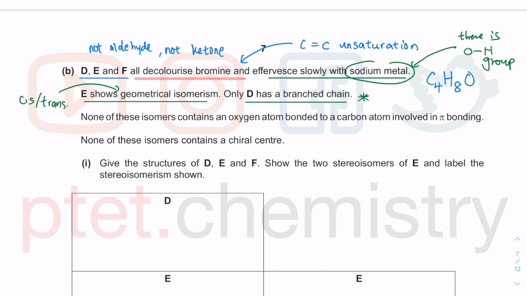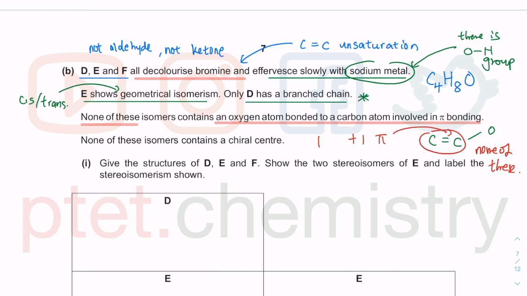None of these isomers contain an oxygen atom bonded to a carbon atom involved in a pi bond. So we are saying that we do not have this, nothing like this. So we have a carbon involved in a pi bond, but we do not have any oxygen atom bonded to a carbon involved in this carbon-carbon double bond, which is a pi bond, 1 pi and 1 sigma bond there. None of these isomers contain a chiral center. So no chiral center, remember, no chiral center.